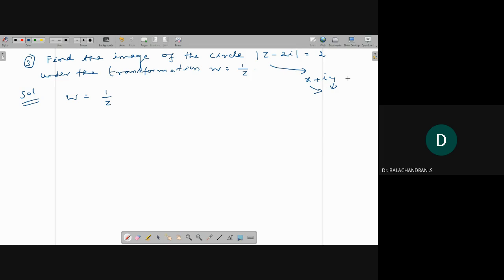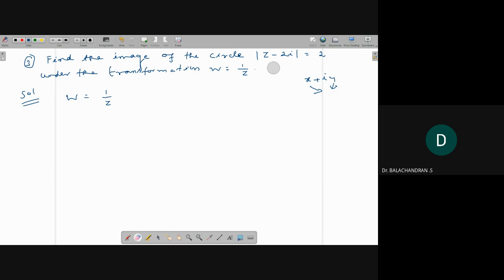I need x and y now, because from this I have to find x and y in terms of u and v. Once you get x and y in terms of u and v, if you substitute the x and y values in the circle equation, you will get the equation in u and v. So then you will get the image of the circle. So this is the idea. Now I need x and y in terms of u and v.